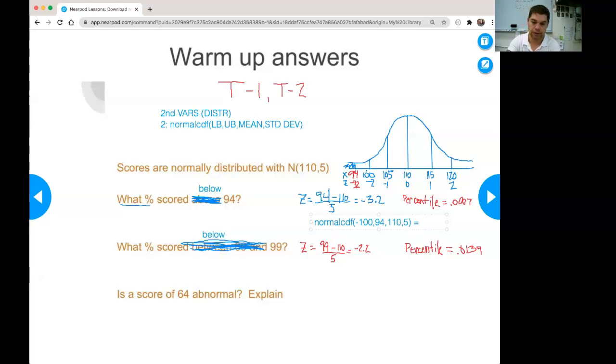Equals. So let me do that. Again, we're going to have lots of opportunities to do this. Does anybody have Stat Wizard where it says lower, upper, mean, standard deviation? If that's the case, lower is just LB, so negative 1E99. Upper, I'm going to go to 94. The mean is 110. Standard deviation is 5. And notice 0 and 1 are the default values.